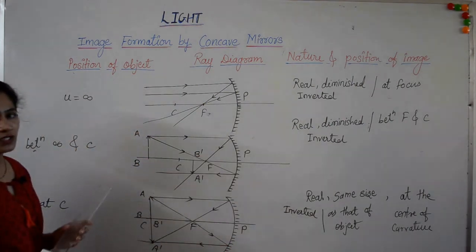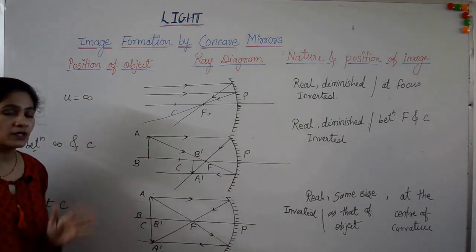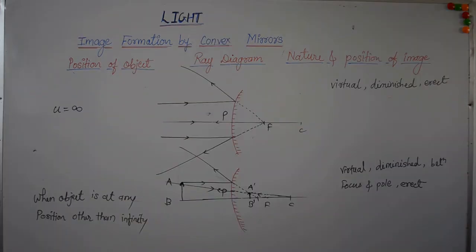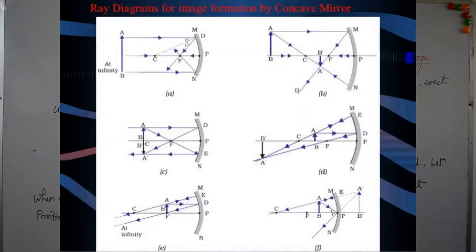The image formed by a plane mirror is not inverted. It means that it is not a real image, it is a virtual image. This table shows the ray diagrams for the formation of image by a concave mirror for the various positions of the object. From this table, the three cases we have already discussed.